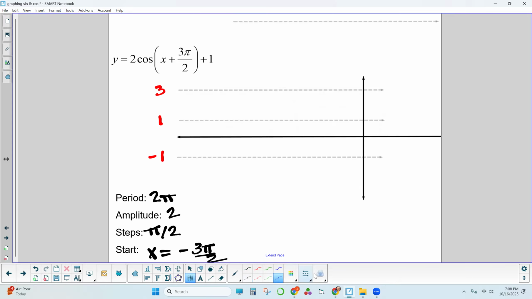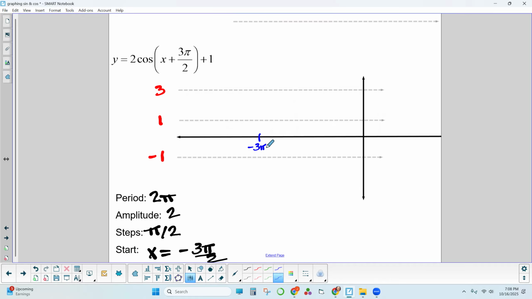So now I've collected this information. I've got my midline, again, which is my vertical shift, my high and my low, which represent the amplitude. The distance between here and the distance between here and here is the amplitude. All right, so now I'm ready to start labeling my x-axis. So my starting point is negative 3 pi over 2. So I'm going to put that right here.